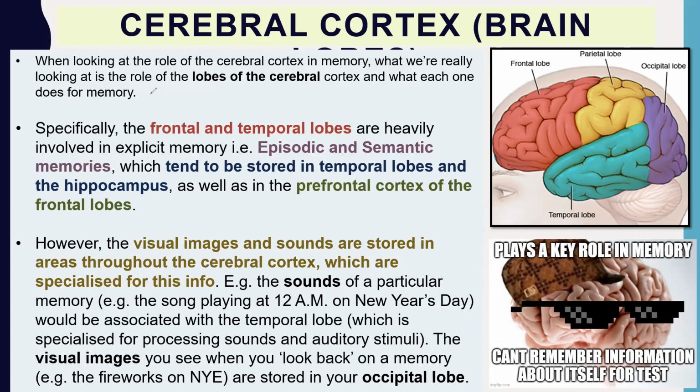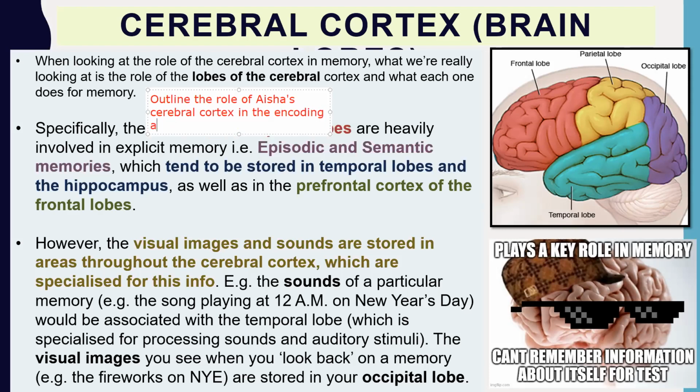So you might get a very vague or generally worded question, like a scenario, and then something like: outline the role of Aisha's cerebral cortex in the encoding, storage, and retrieval of the memory of her year 12 graduation. So this is an example of a question, and it could be worth something like 3 marks. This is an example of a question that is possible in terms of this kind of topic.